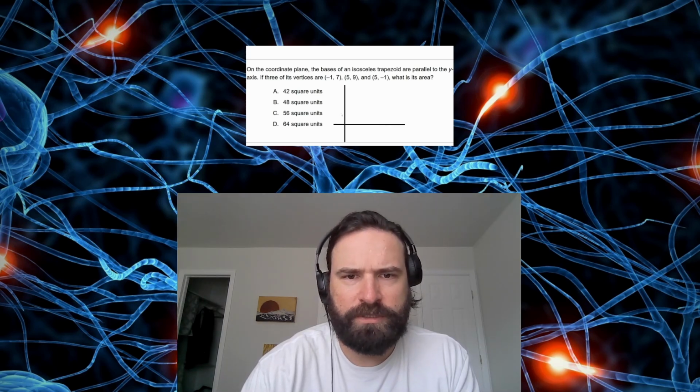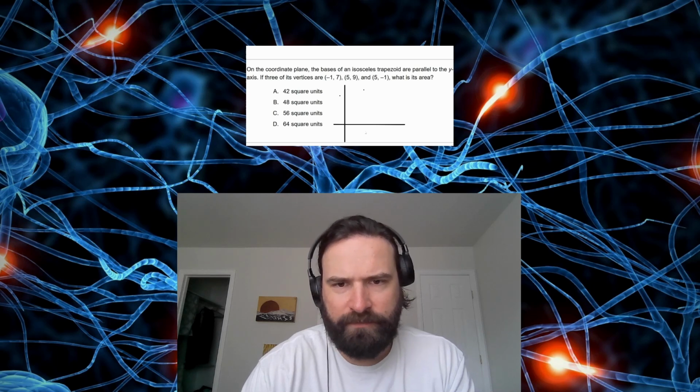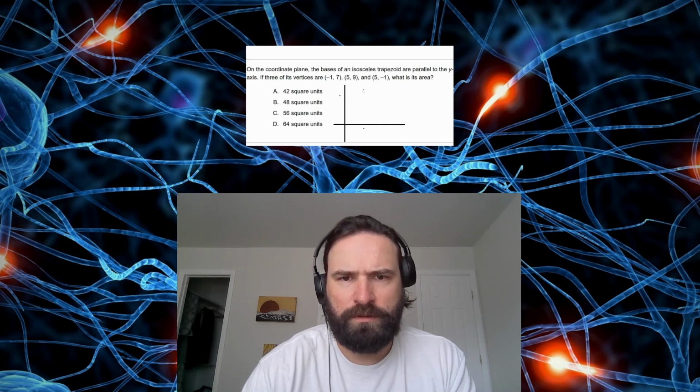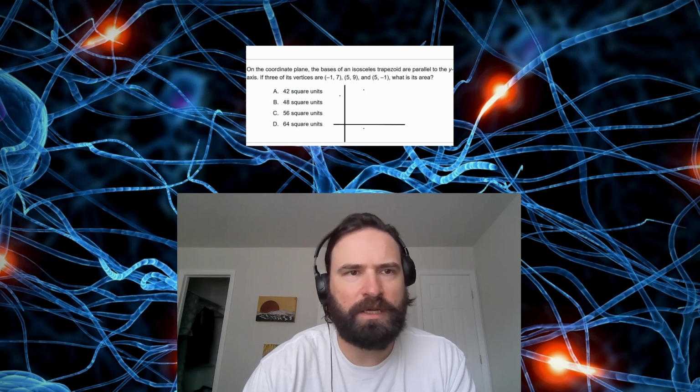Let's plot our points. So we got one at -1, 7. I'm going to put that up there somewhere. We have 5, 9, so that's a little bit higher than the 7. We got 5, -1, which would be down here. And then we're told that the bases are parallel to the y-axis. So this must be a base going up and down here.